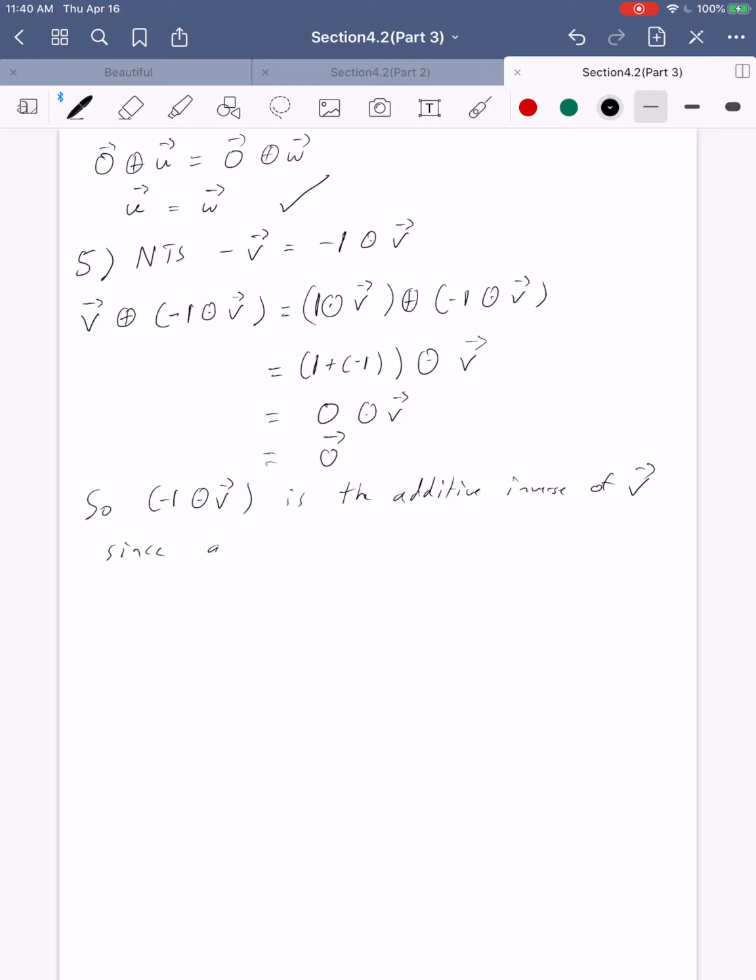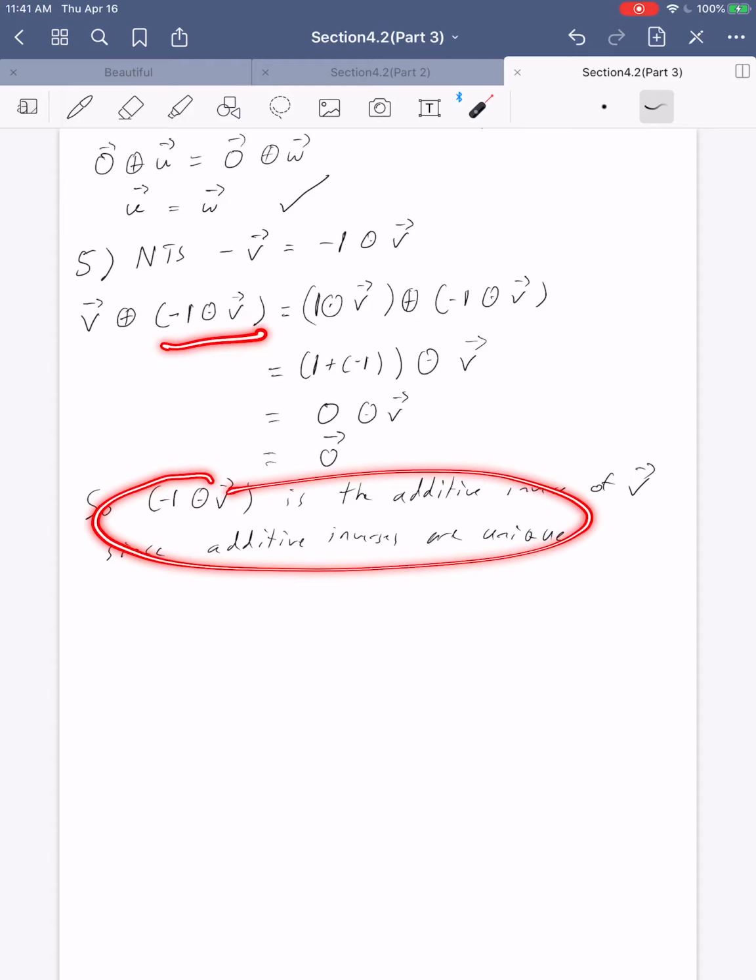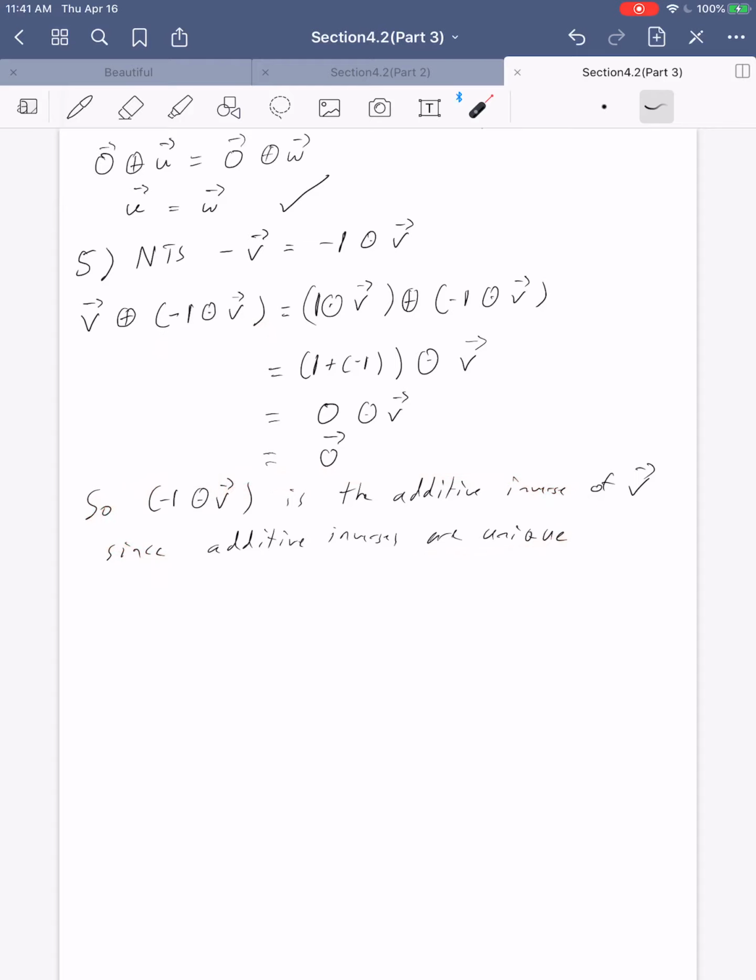since additive inverses are unique. In other words, the logic you have to catch here is that we showed that -1 scalar multiplied with v is an additive inverse, but since we showed in part 4 that additive inverses are unique, this confirms that this guy is an additive inverse, and since additive inverses are unique, he is the only additive inverse. So negative v really is the same as -1 scalar multiplied with v.